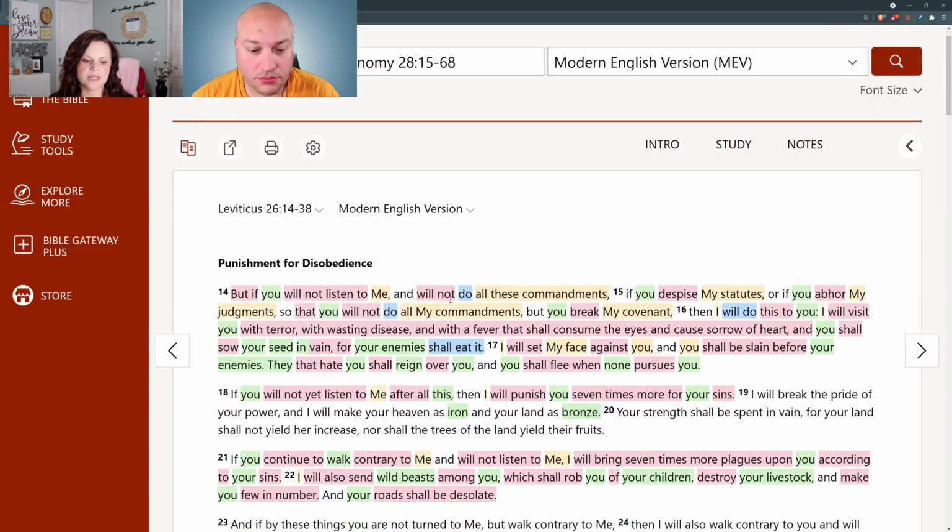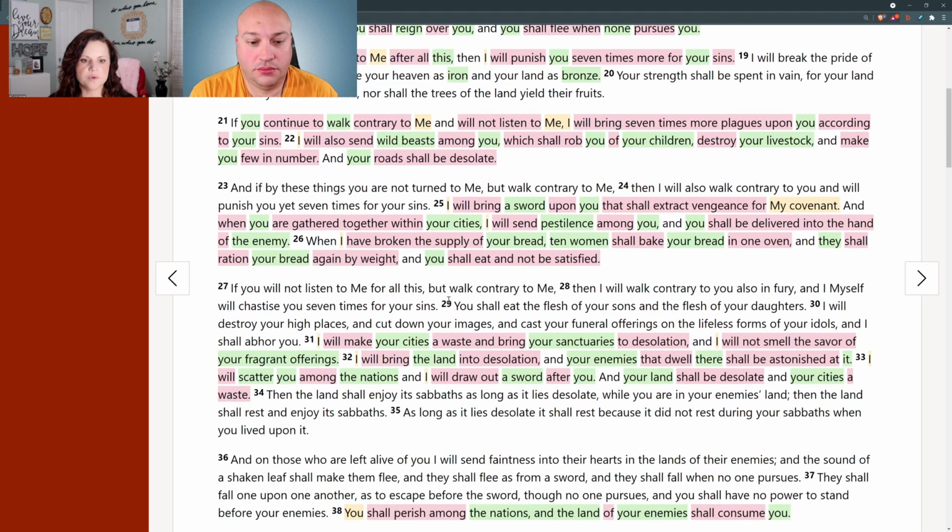So Leviticus 26, verse 21, if you continue to walk contrary to me and will not listen to me, I will bring 7 times more plagues upon you according to your sins. I will send wild beasts among you, which shall rob you of your children, destroy your livestock, and make you few in number, and your roads shall be desolate. And if by these things you are not turned to me, but walk contrary to me, then I will walk contrary to you and will punish you yet 7 times for your sins.